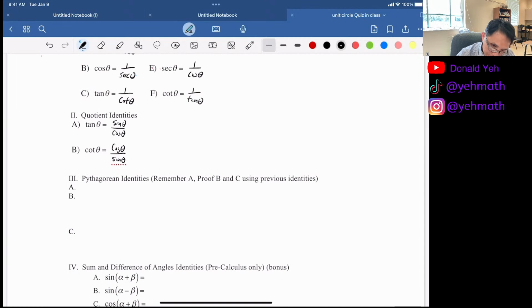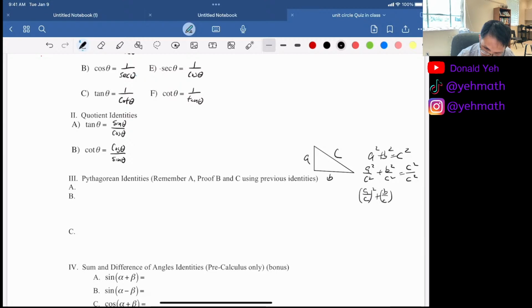Again, the way I want you to know it is from the basic triangle, because we're going to talk about the basic triangle a lot. And this is going to be A, B, C. So we know in geometry a squared plus b squared equals c squared. That's Pythagorean. If you divide everything by c squared, that's going to be a over c squared plus b over c squared, equal to c squared over c squared, which is 1.